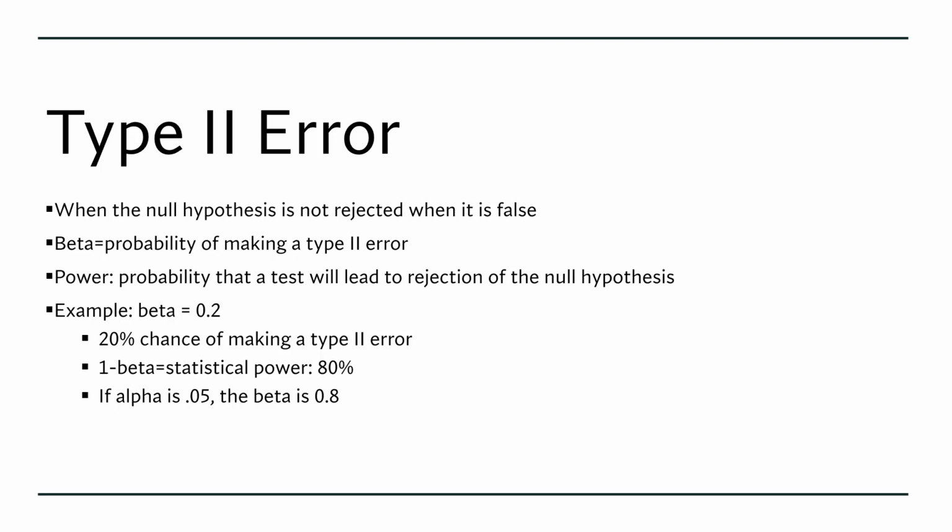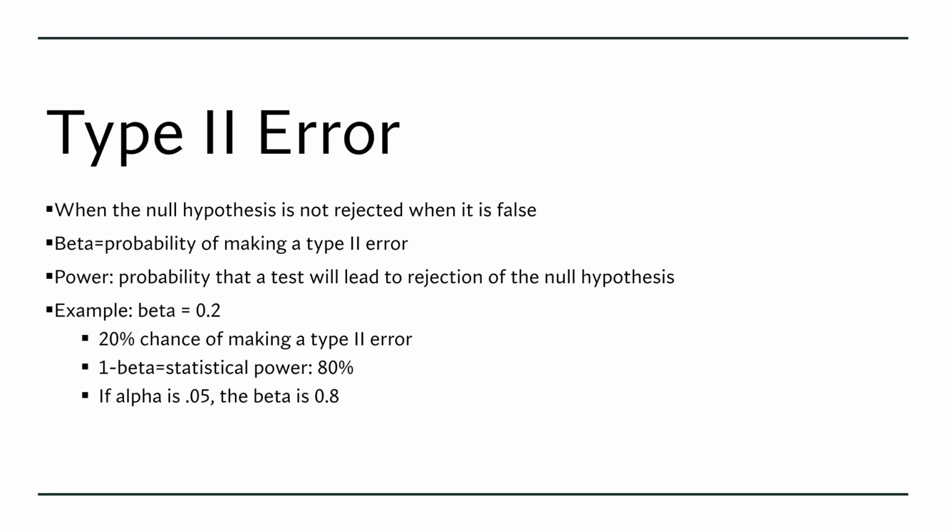A power level of 80% or higher is usually considered acceptable. The risk of type 2 error is inversely related to the statistical power of a study. The higher the statistical power, the lower the probability of making a type 2 error. Statistical power is determined by the following factors.